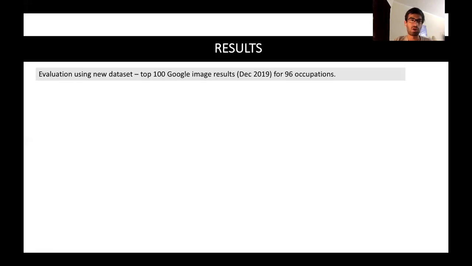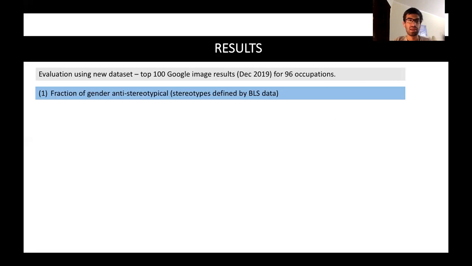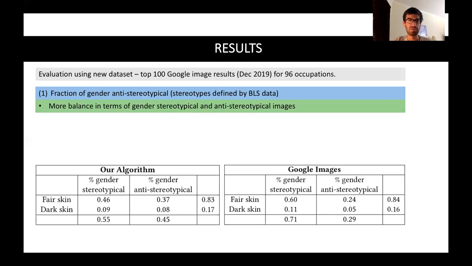We evaluate our algorithm using a new dataset of Google image results for 96 occupations collected in December 2019. The primary metric for evaluation is the fraction of images that do not correspond to the gender stereotype associated with the occupation, where the stereotype is defined using the ground truth of the gender distribution using Bureau of Labor Statistics data. We observe that the summary generated by our algorithm is relatively more gender balanced than Google images.